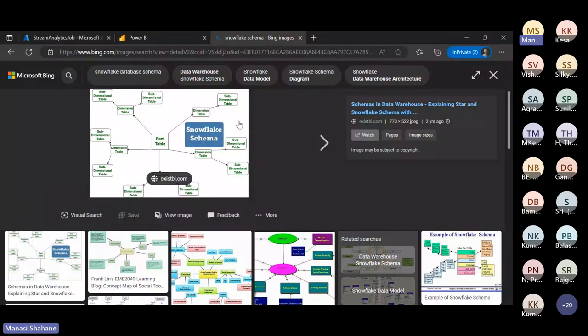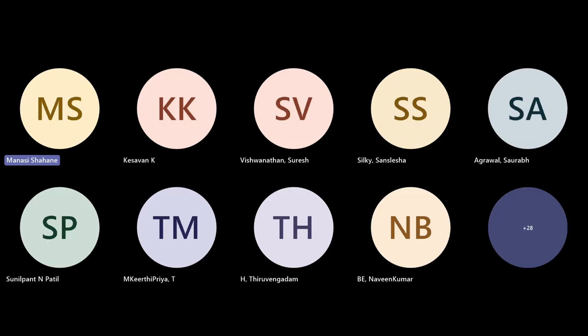Yeah, so this is how a snowflake schema looks. This is the fact table, and then there are dimension tables. Till then, it is a star schema. But if the dimension table has one more dimension table, that is called a snowflake schema in a data warehouse. In Power BI, you can do this modeling using the model view that I showed you. So these are the two schemas, and they have a fact table and dimension tables associated with them.